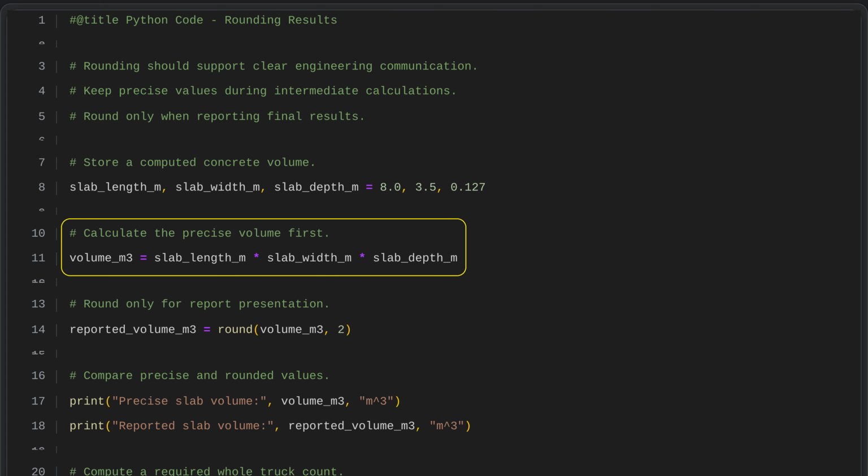To find the concrete slab's exact volume, multiply its length, width, and depth in meters. This gives the volume in cubic meters, which should be calculated precisely before any rounding is used for reporting.